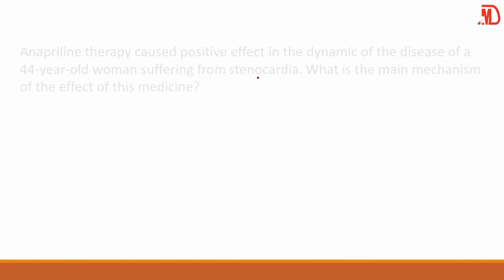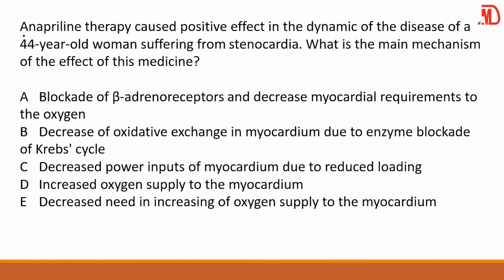We have anaprilin therapy. When we say anaprilin, we're also referring to propranolol. You know propranolol is a beta blocker. It is a beta blocker. The question is about a 44-year-old woman complaining of stenocardia. That means chest pain. So what is the mechanism of action? Like I said, it is a beta blocker. So this is blockage of beta adrenoreceptors, and it will decrease the myocardial requirements for oxygen. I think we talked about this the last time. So propranolol blocks beta receptors and also decreases the oxygen demand by the heart. So here you go for A. All right.